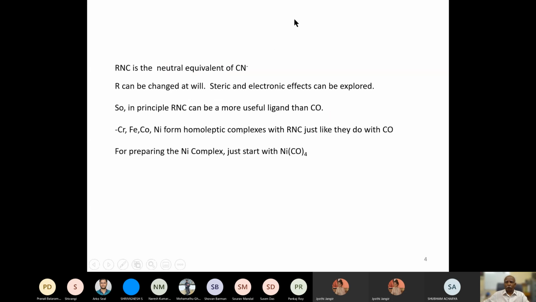Yeah. So RNC is a neutral equivalent of the CN minus. And the advantage is that R can be changed at will. You can adjust the steric effects, you can adjust the electronic effects. And so in principle, RNC can be a more useful ligand than carbon monoxide itself. So where does the problem come in? The problem comes in again because of the difficulty with RNC.